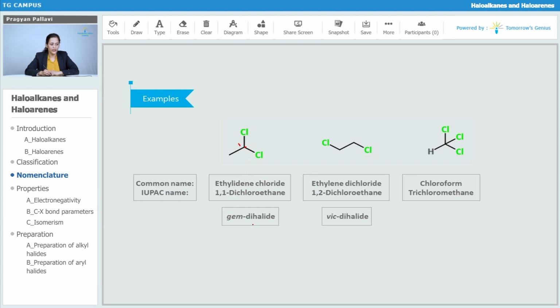Also it is known as gem dihalide when the 2 chlorine are attached to the same carbon. And when we are having this chlorine attached to 2 different carbon, it is known as ethylene dichloride, and its IUPAC name is 1,2-dichloroethane. Such compounds are also known as vicinal dihalide. So this vic is indicating vicinal, and this gem is indicating geminal. And this is the example of chloroform, CHCl3. So its IUPAC name will be trichloromethane.